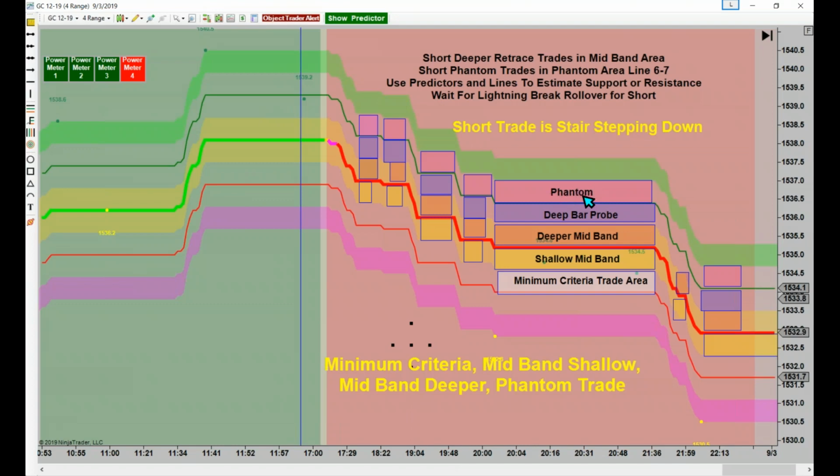So when we say phantom trade in the room, we're looking for this trade that at least goes into this 6 to 7 area on a short. And we're looking for the deeper probes that go into this area here. Okay, the deep bar probes. Those will usually be blue bars on a red background. And then these will more than likely be yellow bars or even red bars if they don't happen to come above mid-band. Okay, and that's not the algorithm on it, but it works out that way quite a bit.